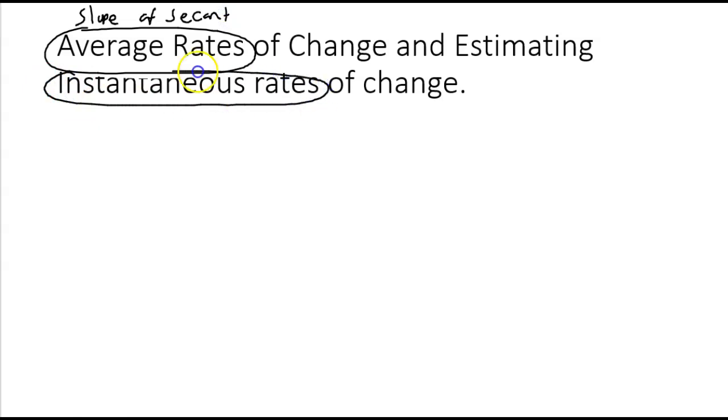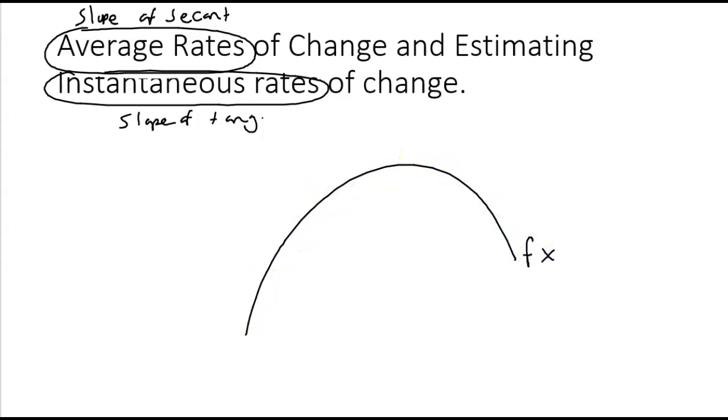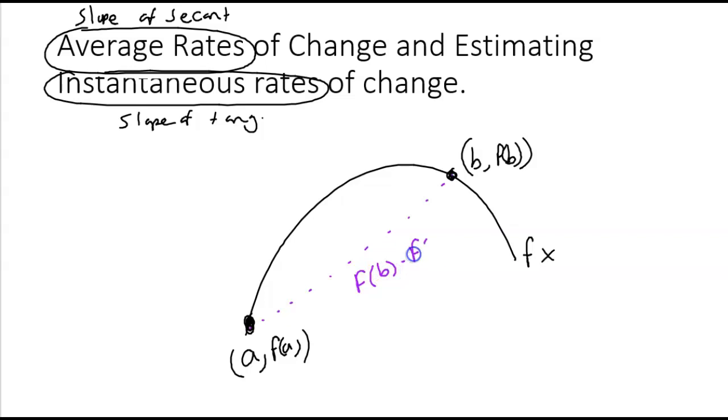Whereas an instantaneous rate of change is a slope of a tangent line. Okay, so if you have a function f, and we're going from point A to point B, a secant line is the line that connects those two dots. And its slope is f of b minus f of a over b minus a. And a tangent line is the derivative at that point. That's its slope. Okay?